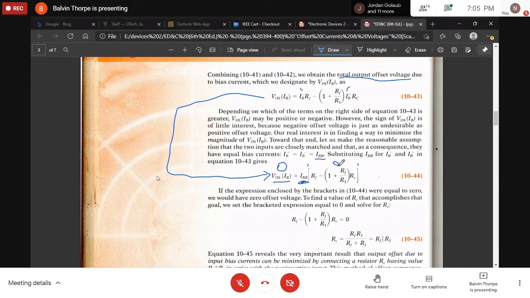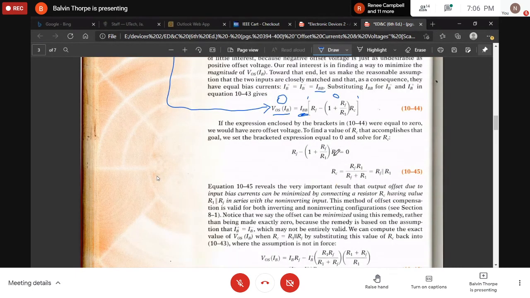So if we equate this to be 0, so if we say RF minus 1 plus RF over 1 times RC equals 0, then you realize we can find the value for RC. Because remember what RC is? RC is a compensation resistor that you're putting in to make your offset voltage become 0. So from this expression, we can then find a value for RC. So we make RC the subject of the formula, and that gives us equation 1045.